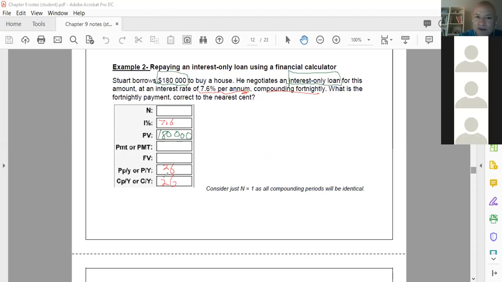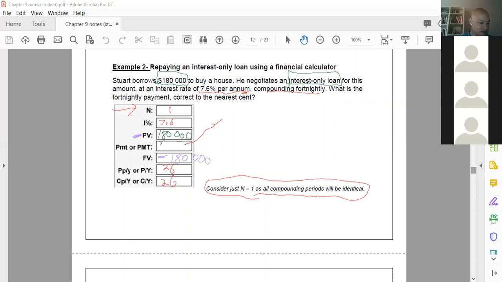Okay. It says, what is the fortnightly payment correct to the nearest dollar? So in the end, we're only going to put 1 here. Okay, 1. Because all the compounding periods are going to be exactly the same. Now, this is what we want to find. What is the fortnightly payment? So our future value is going to be negative $180,000. So the same amount, $180,000 as our PV, but it has to be negative. If you put it positive, then you're going to get a really strange answer. Any questions there?